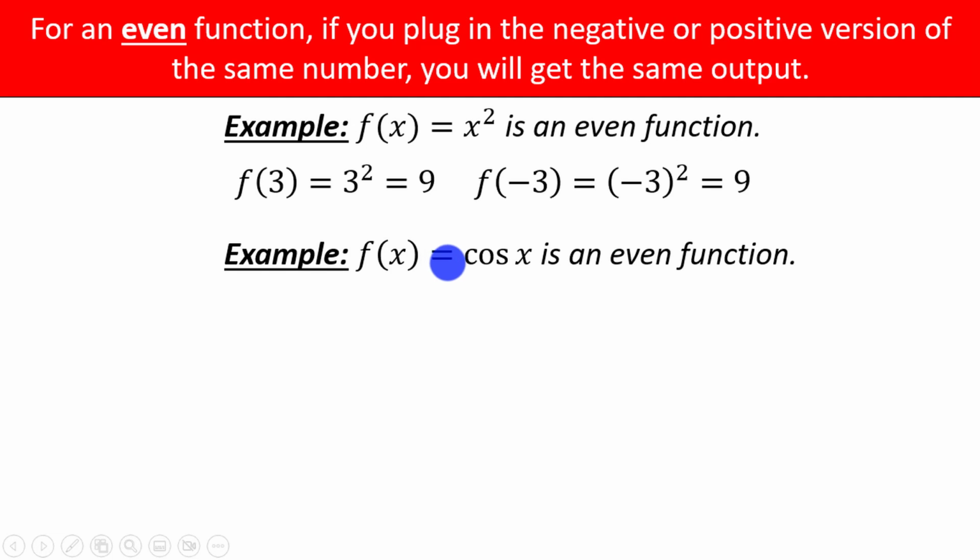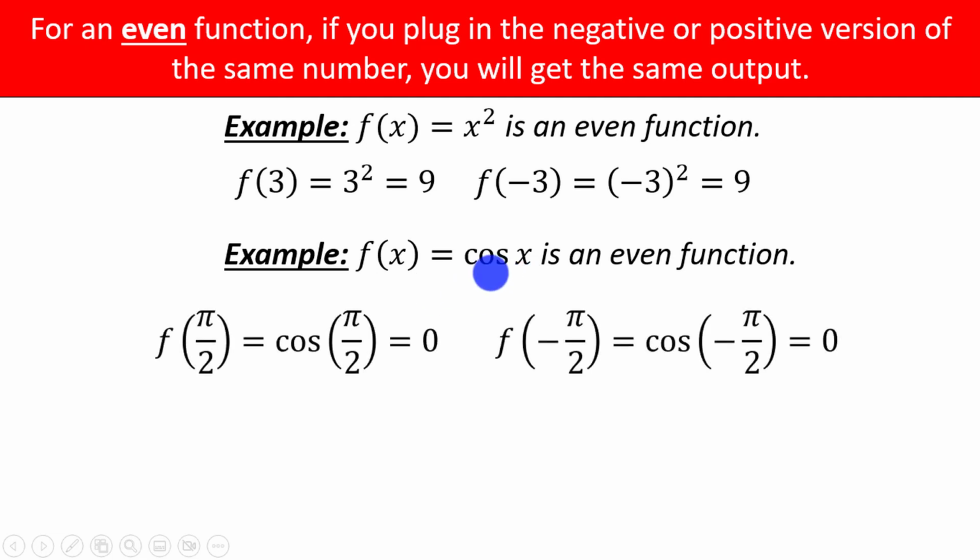It turns out that cosine is also an even function, so if I plug in the positive or negative version of a number, I will get the exact same output for cosine. Think for a moment in your head about the unit circle. Cosine is the x-coordinate on the unit circle. At pi over 2, the x-coordinate is 0. So that means that cosine of pi over 2 is equal to 0. At negative pi over 2, that would mean that we are traveling clockwise on the unit circle. At negative pi over 2, we would still be at an x-coordinate of 0, so cosine of negative pi over 2 would also be 0.